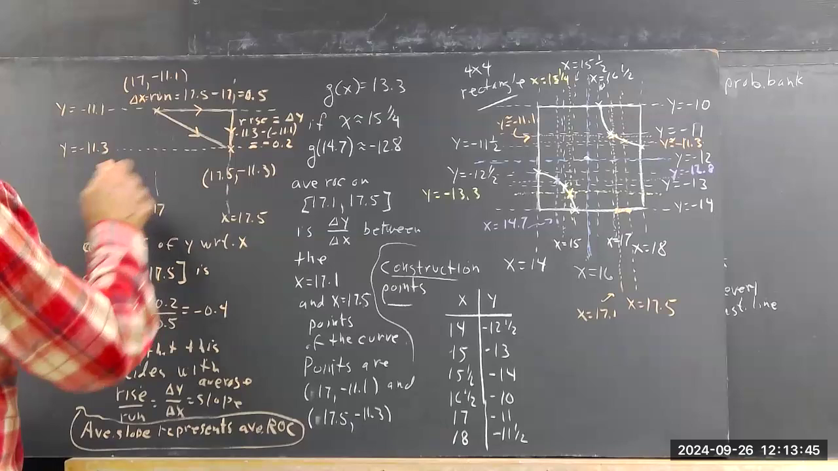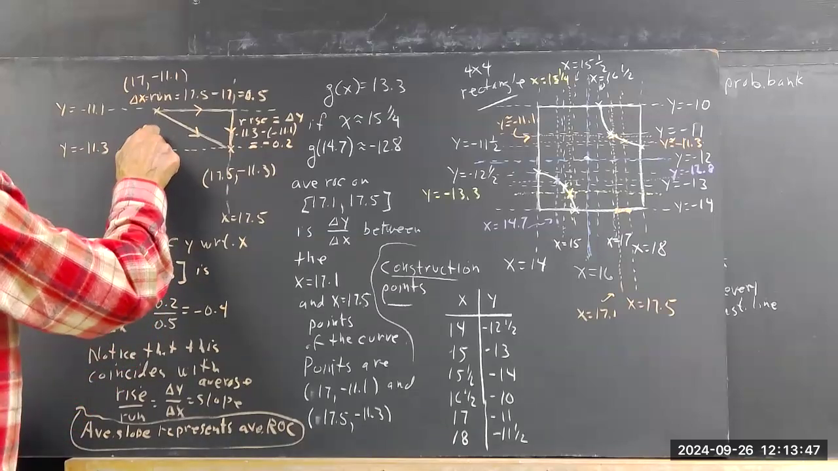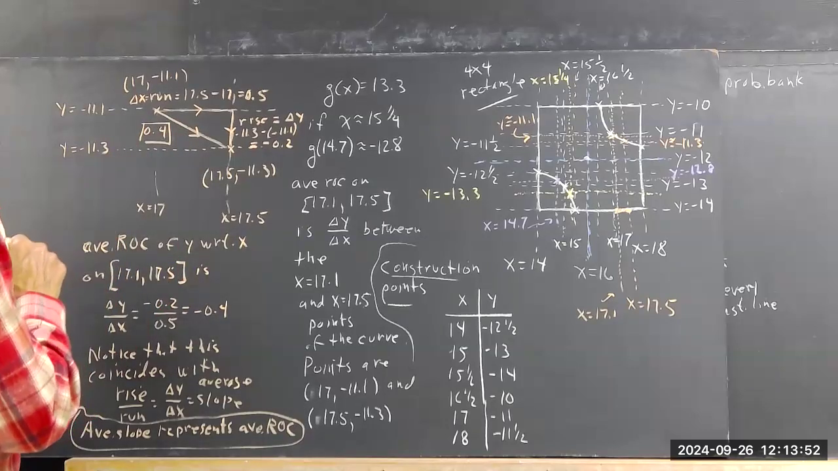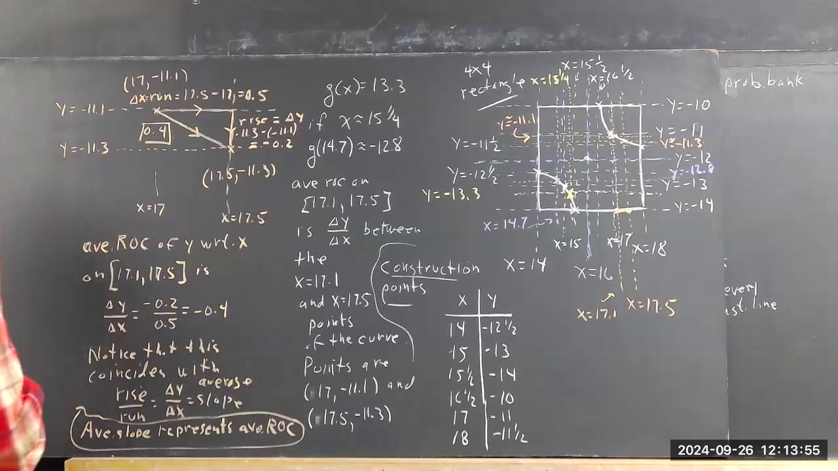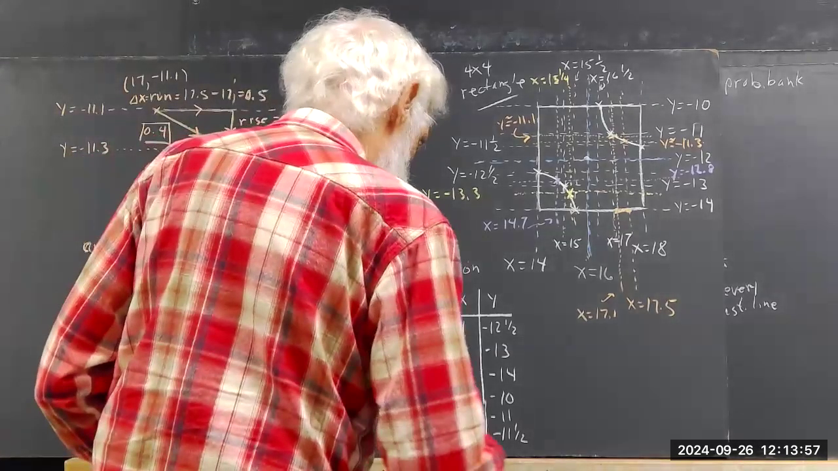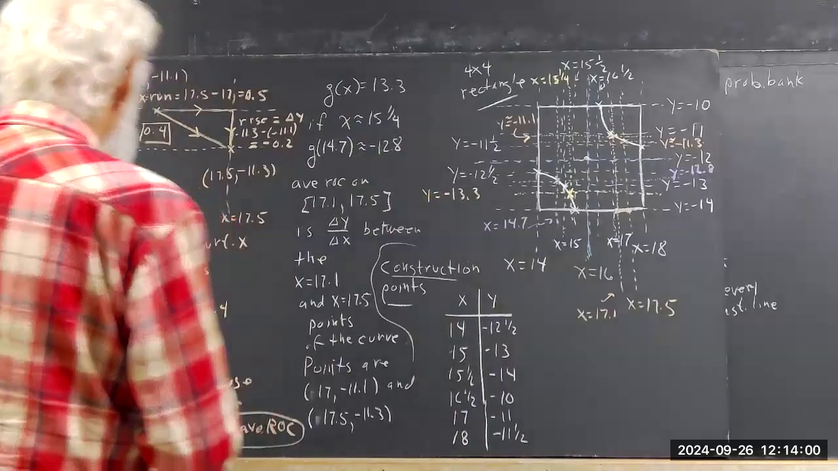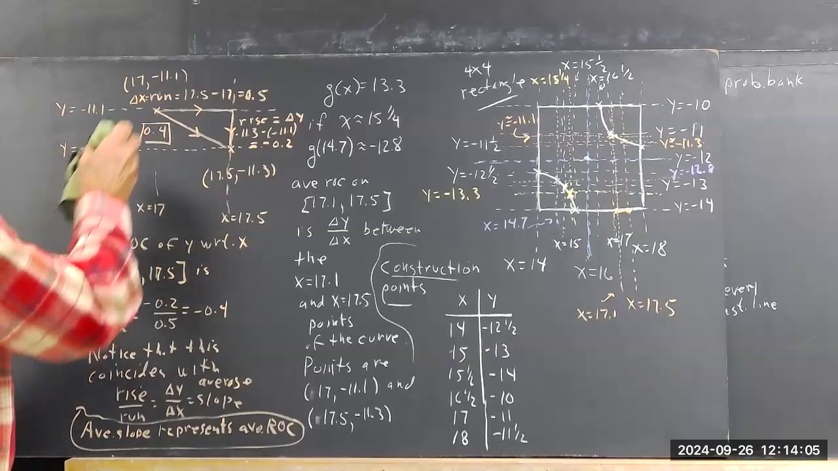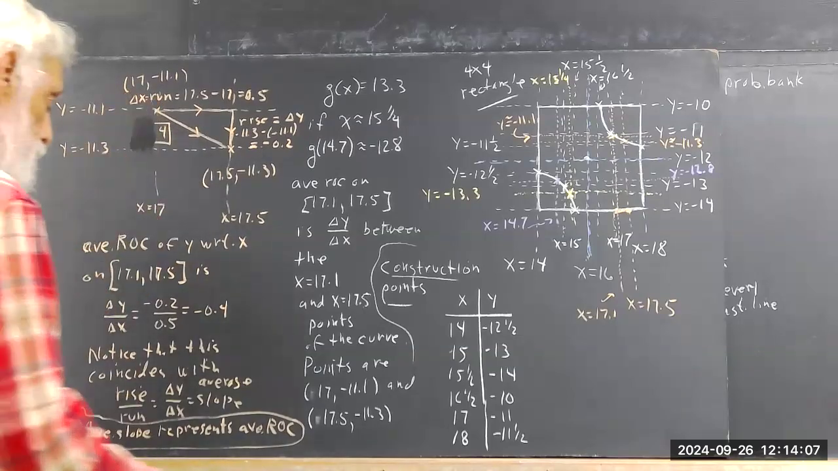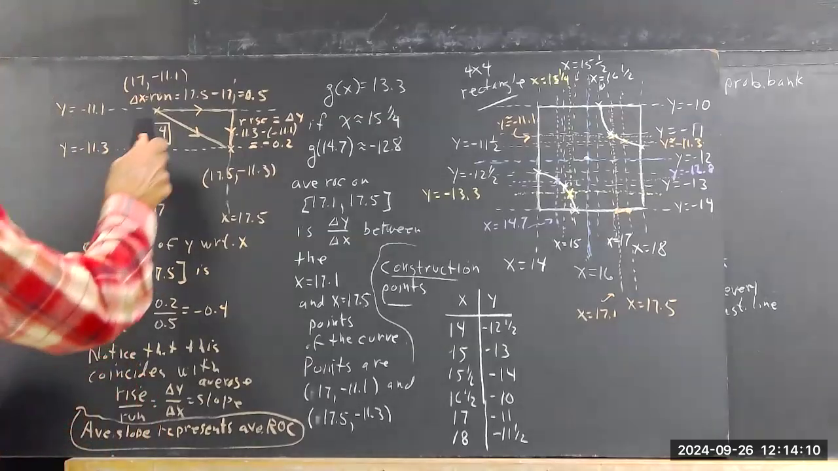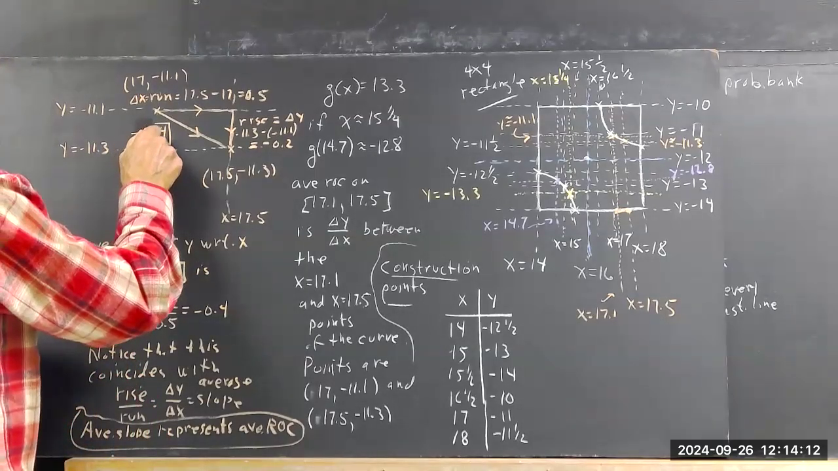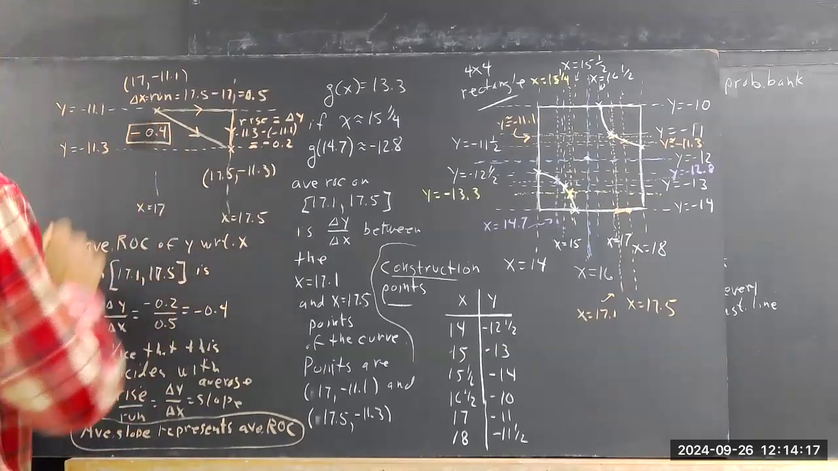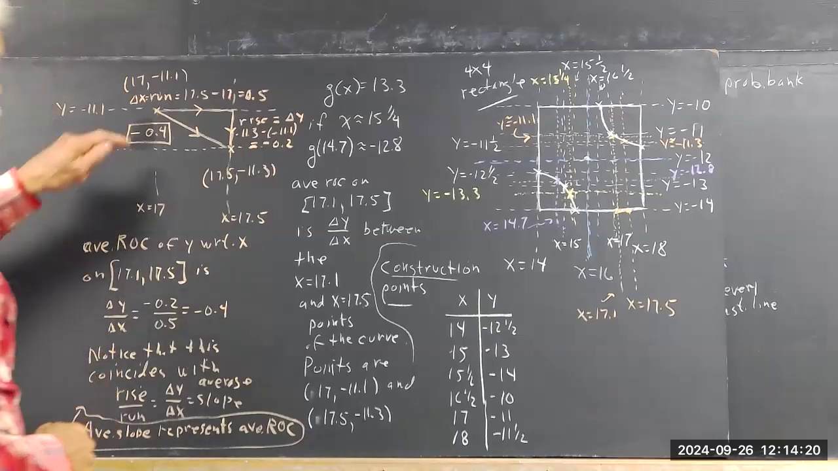Now, if you're labeling up here, you would put negative 0.4 here. I've got to change it, make the box bigger because I need a negative sign. Okay.